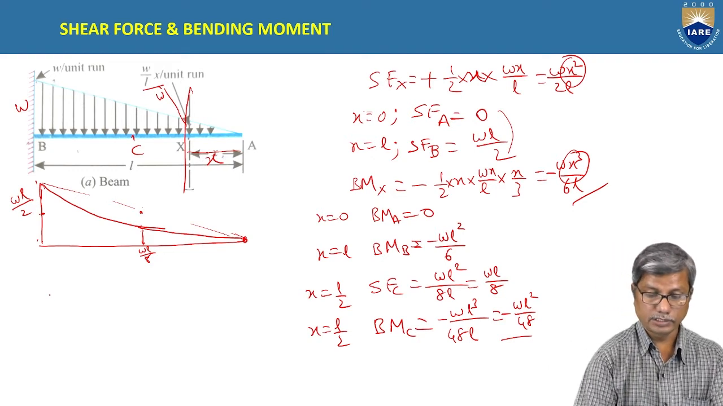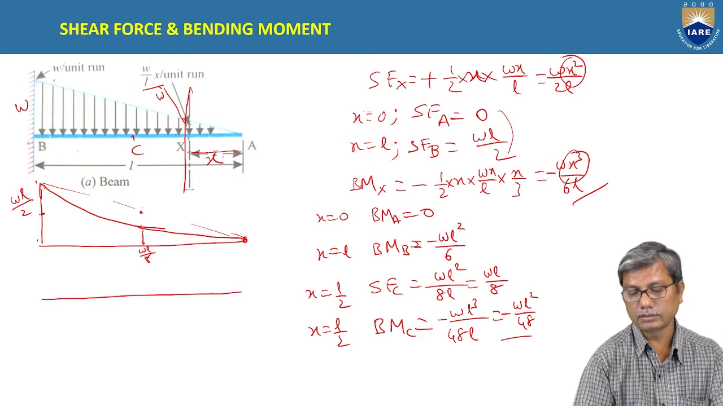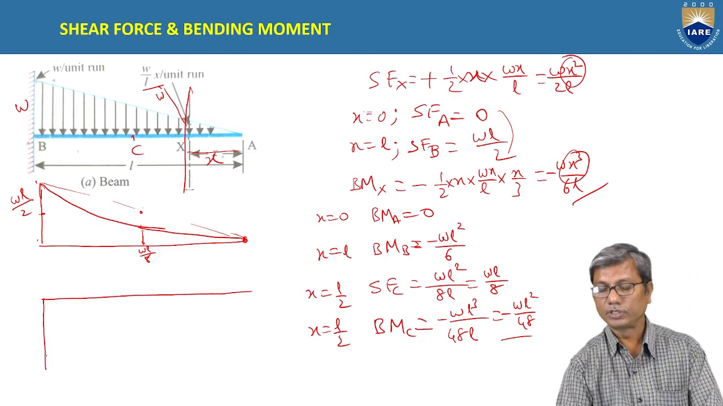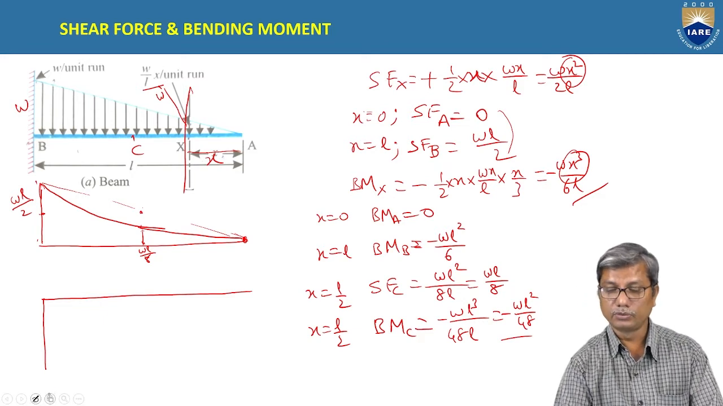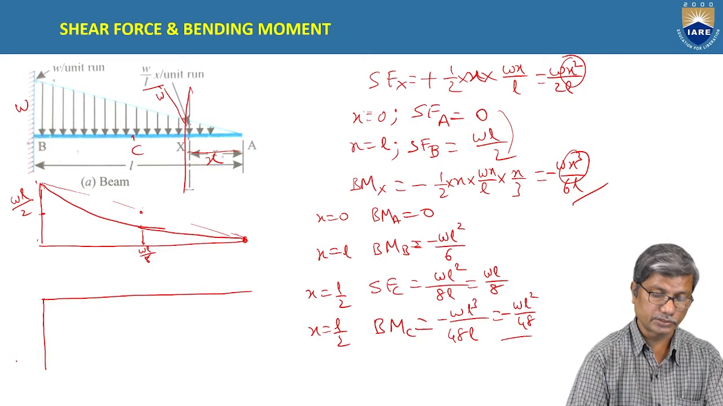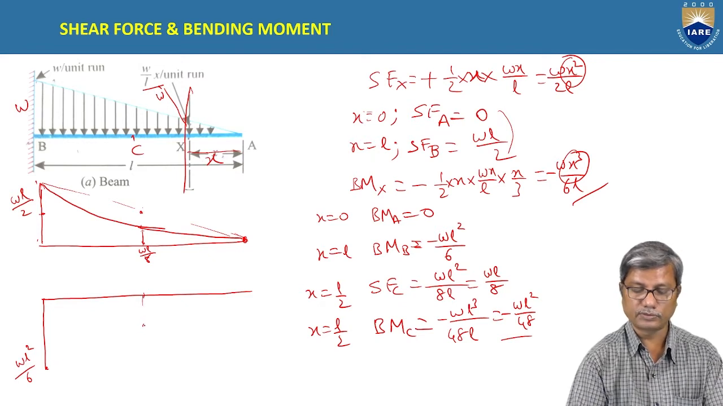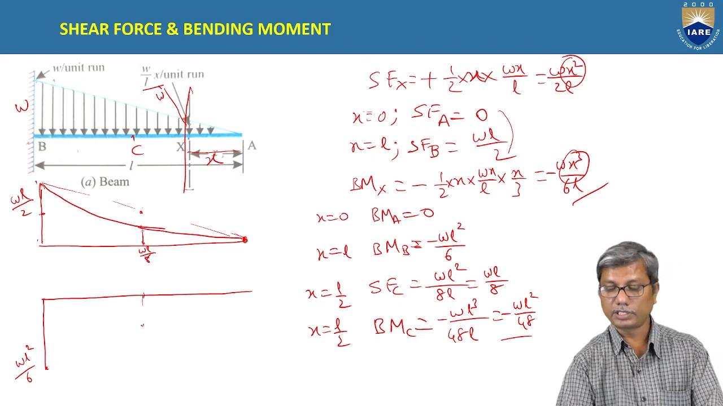Okay, similar reasoning here for bending moment diagram also. What is the maximum bending moment at fixed end? W L square by 6, negative. And half of this will be W L square by 12.